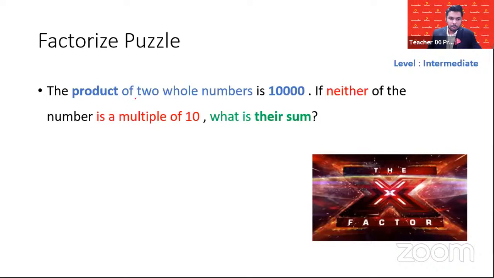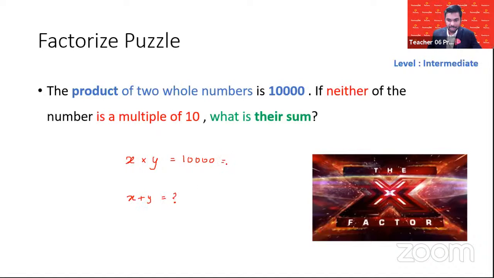The problem is about the product of two whole numbers. What is a whole number? How is it different from natural numbers? A whole number is nothing but the set of natural numbers plus the element 0. So you are allowed to do products with zeros also. You have two numbers, say x and y, and the product of these is 10,000. Now both x and y are not multiples of 10. These do not have a multiple of 10 individually. Now you have to find what is x plus y.